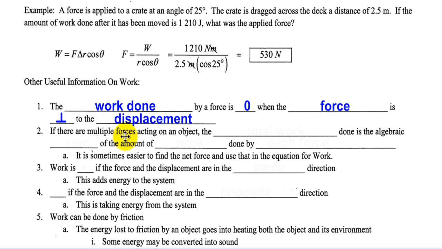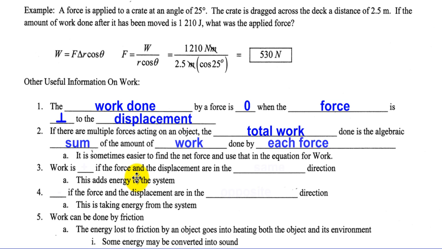So the Earth, right, keeps the moon in orbit. That force of attraction between the moon and the Earth is causing it to go in a circle, but because that force of attraction is towards the Earth for the moon, and it's not moving towards the Earth, essentially, it doesn't do any work.